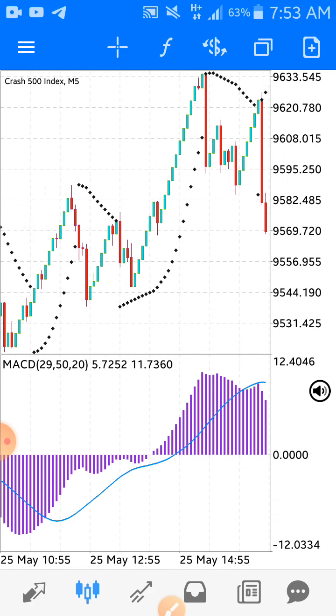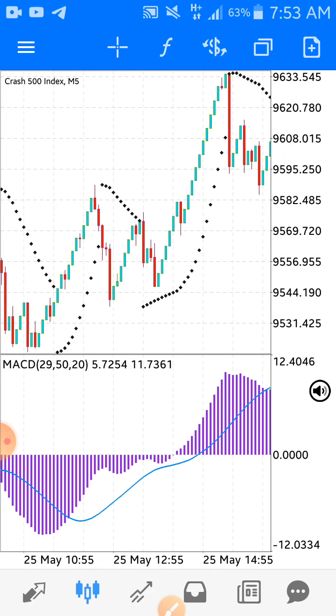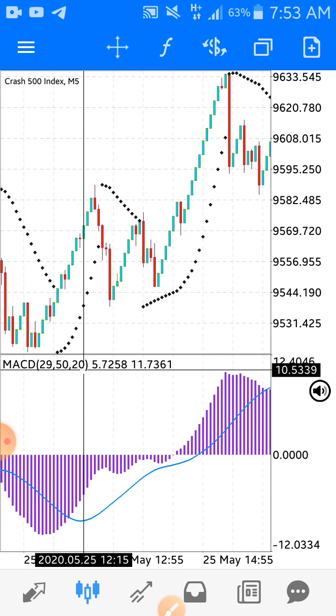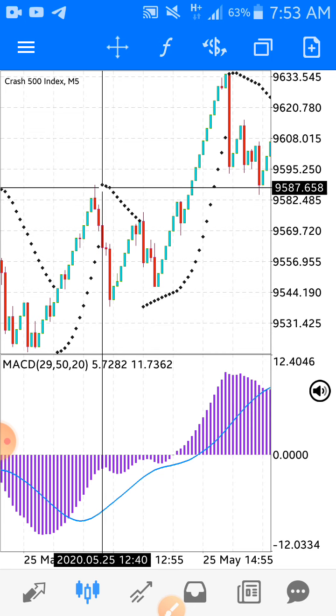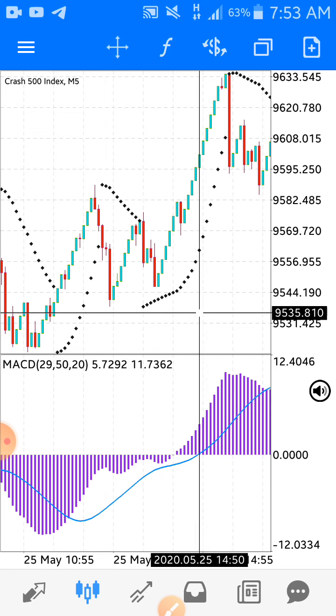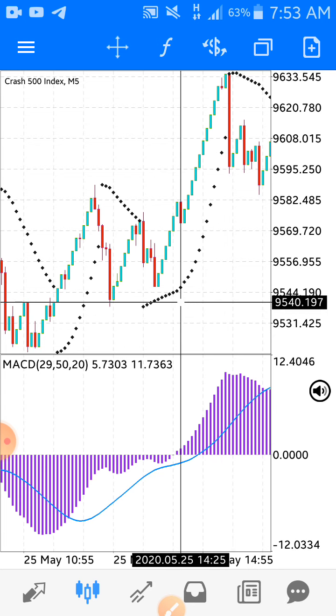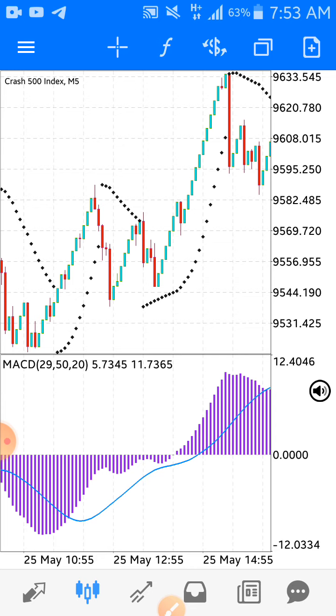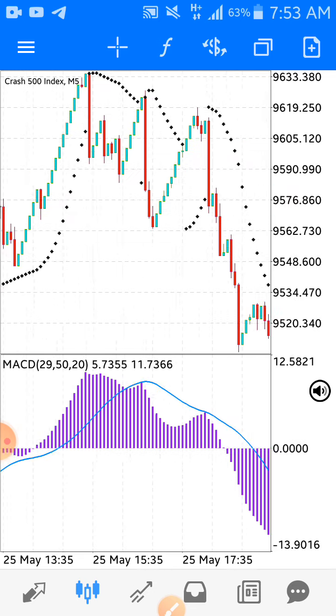For instance, let me give you an example. At this point, the MACD was below and the parabolic SAR showed from above. So it was a sell signal. At this point, the MACD was above, but the parabolic SAR entered quite on time. All right, but notwithstanding, that isn't what we are going to be using.